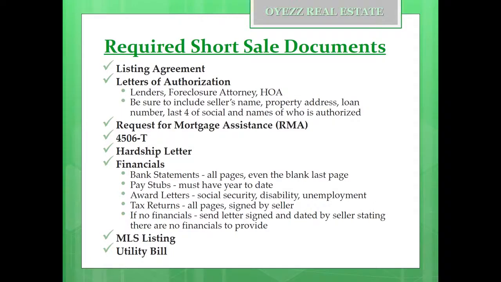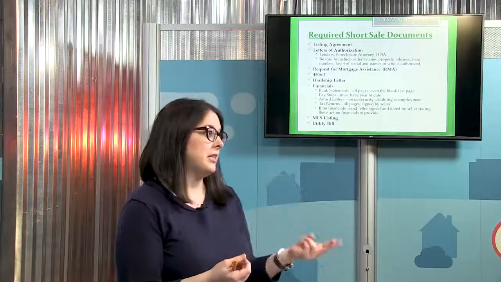And then if the seller is not working, if they do not have any income or if they do not have any bank statements, then you'll just need to have them write a letter stating that they do not have any of the above. They do not maintain a current bank statement and they do not have any income whatsoever. The bank has to have one of the two. They either have to have proof of income or a letter stating that they don't have income. Same with the bank statements. They have to have a bank statement, but if they don't, they have to have a letter stating that they don't have a bank statement.